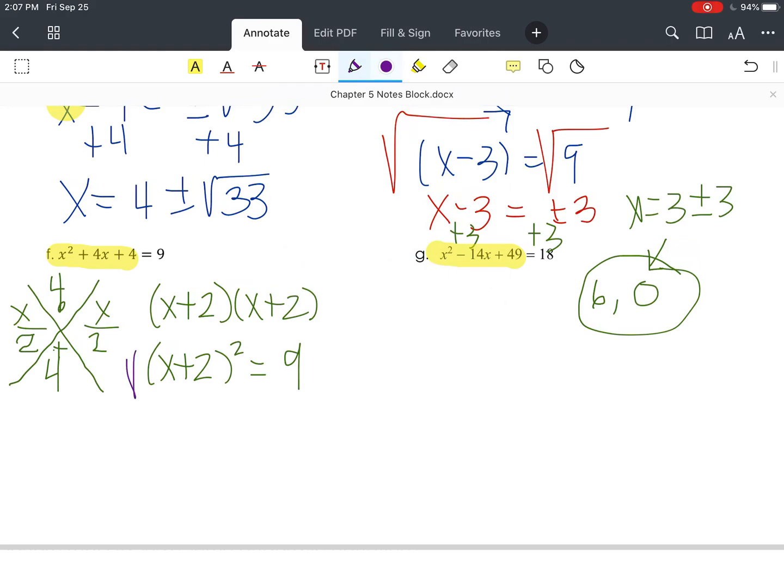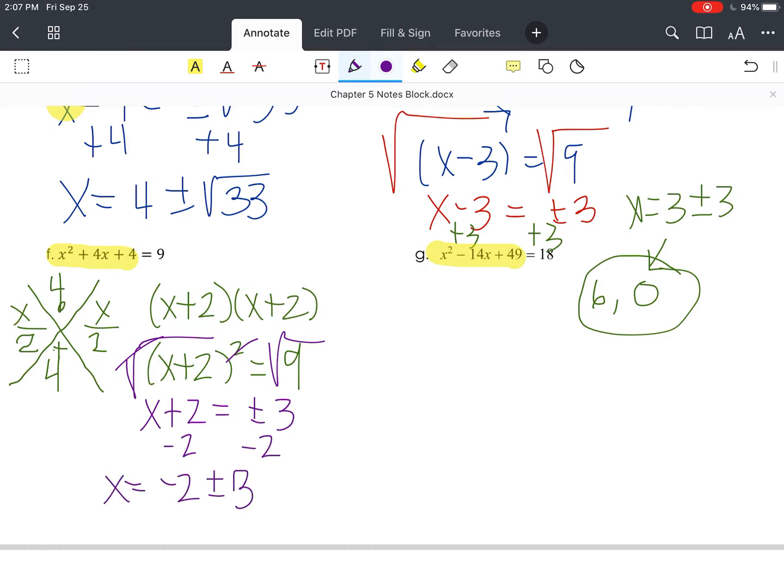Now this looks like just my problems above, so I can take the square root of both sides. I'm left with x plus 2 equals plus or minus 3. I can subtract 2 from both sides. So I'm left with x equals negative 2 plus or minus 3. Again, I actually can figure those two numbers out because I can simplify. Negative 2 plus 3 is 1. Negative 2 minus 3 is negative 5. So those will be your two answers.